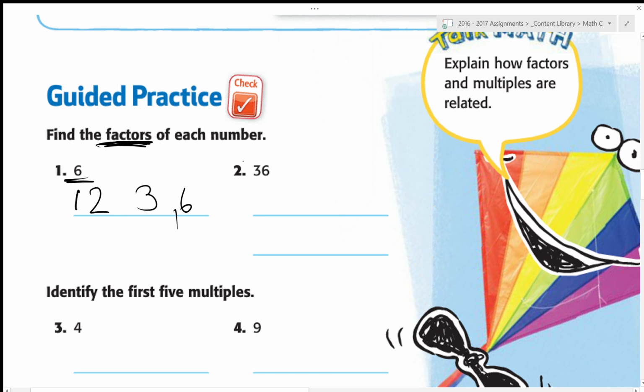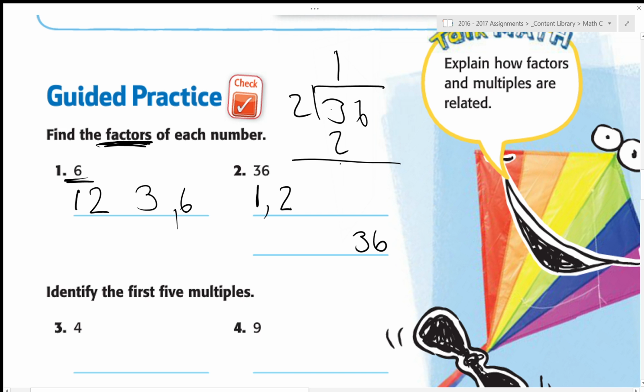Now let's try 36. Well, the first thing we're always going to do is write the 1 here and the 36 here. My next step is, what if I do 2? Well, 36 divided by 2, 2 times 1 is 2, so 3 minus 2 is 1. Bring down the 6. And I know that 2 goes into 16 8 times. So 36 divided by 2 is 18, and that's going to be the next biggest number on this side.